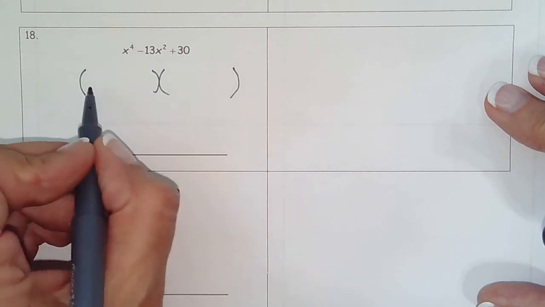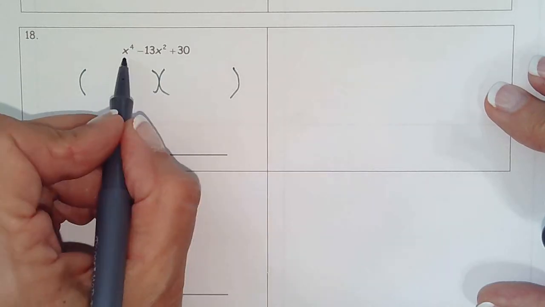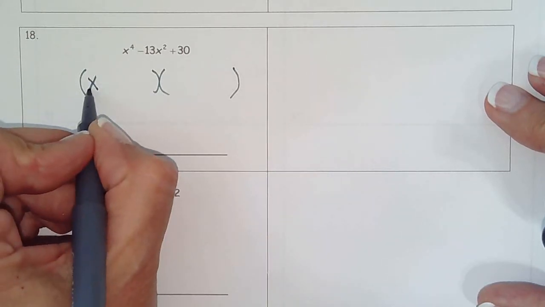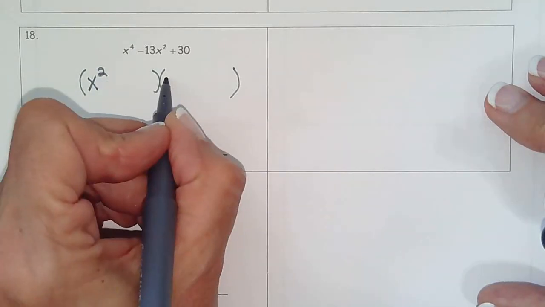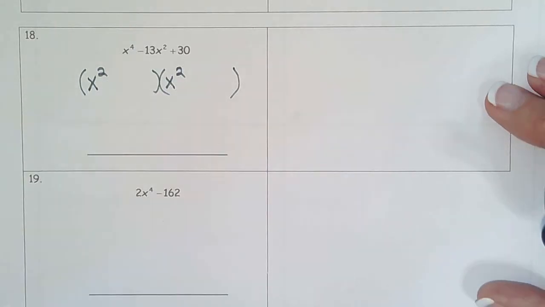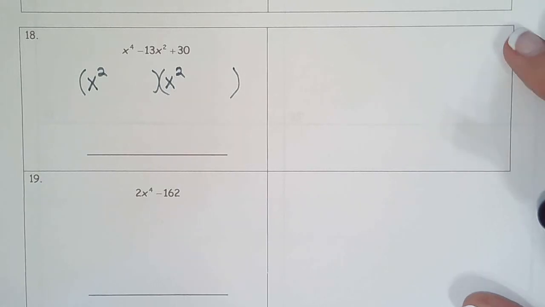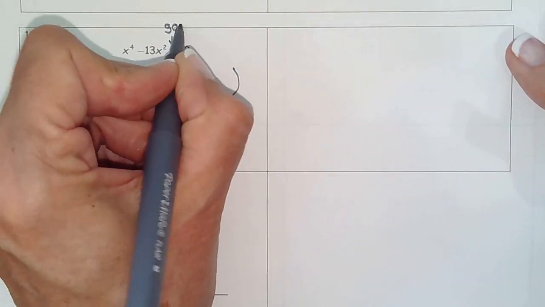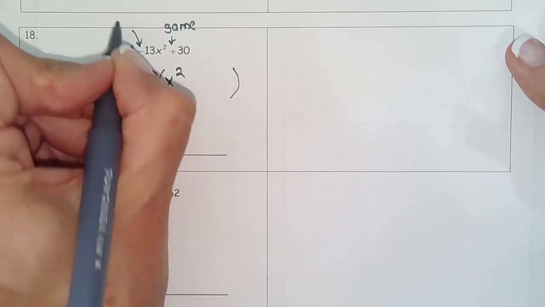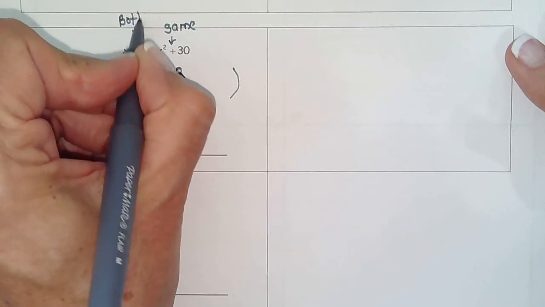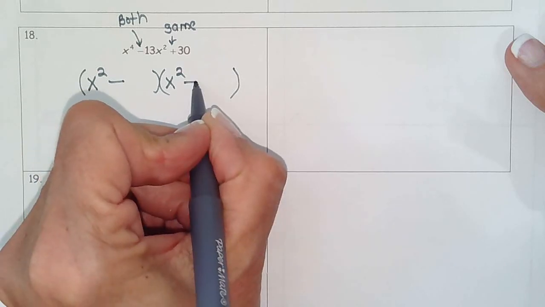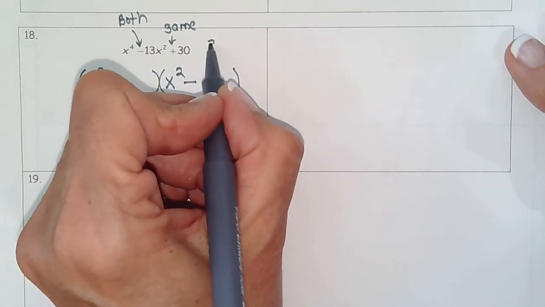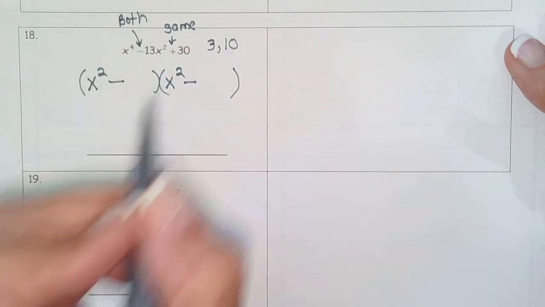So when it's x squared, we write x and x. So when it's x to the 4th, the only difference is we write x squared and x squared. It's the only difference between that and the others. So this says the signs will be the same. This says they'll both be negative. So x squared minus, factors of 30 that add to 13 are 3 and 10.